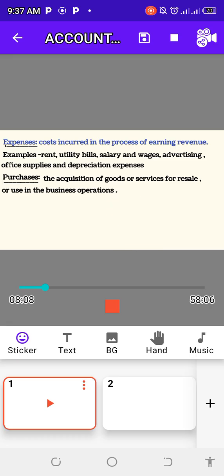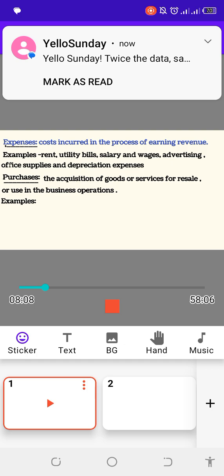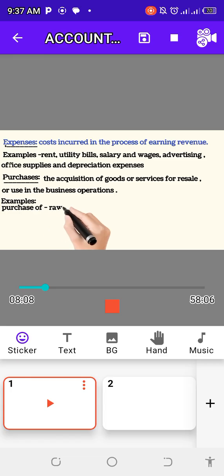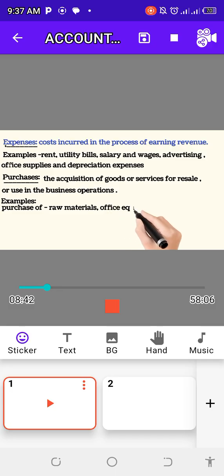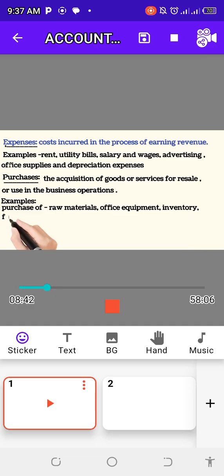Examples of purchases: purchases of raw materials, office equipment, inventory, furniture, tools, and software, etc. This purchasing definition will change slightly when we want to define it in terms of profit and loss accounts. But we are defining it here in terms of the accounting equation.